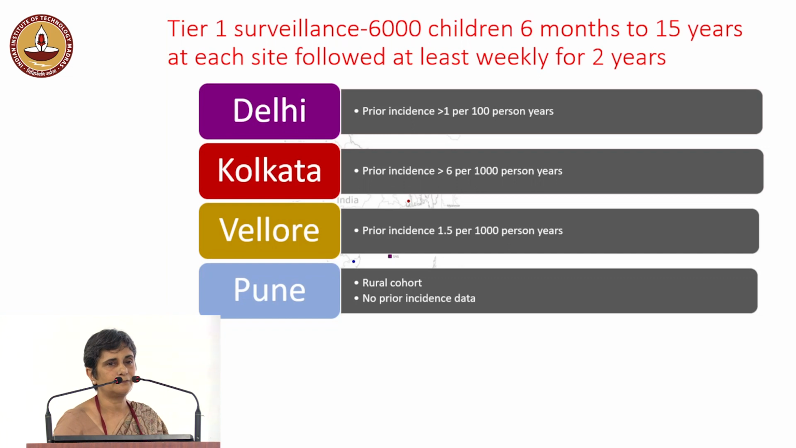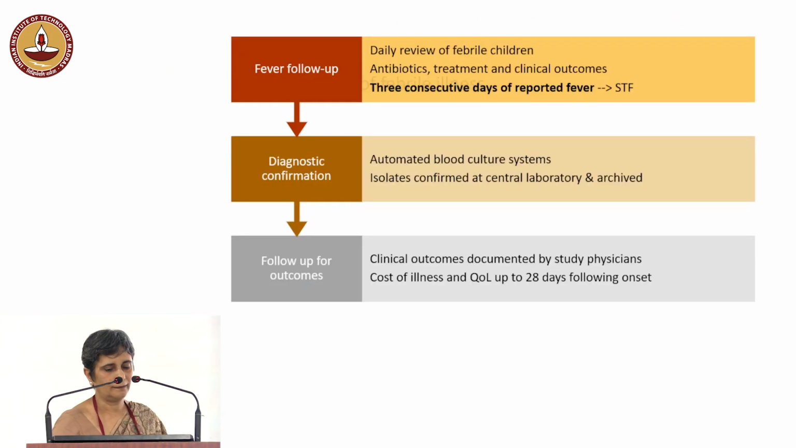So our tier 1 surveillance was 24,000 children in Delhi, Kolkata, Vellore and Pune that were followed for fever. And what we did there was we contacted families every week, reviewed children with fever every day. If they had fever for more than 3 days, they were called suspected typhoid fever, and we went in there and did a blood culture using an automated system and then figured out, was this typhoid or not?